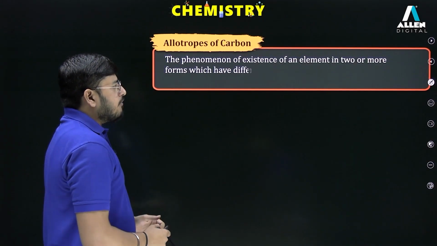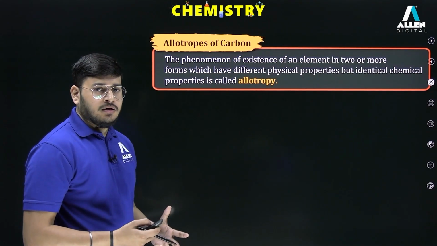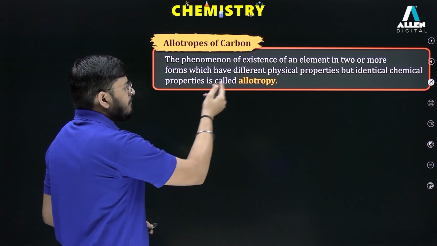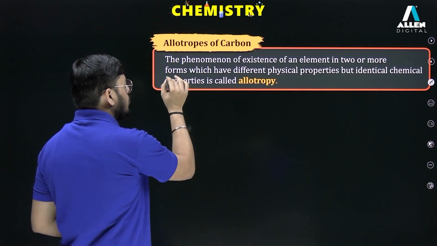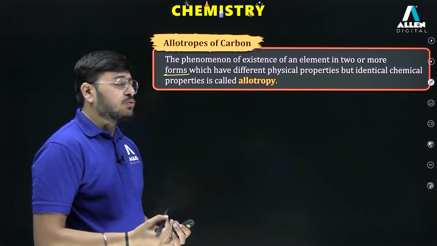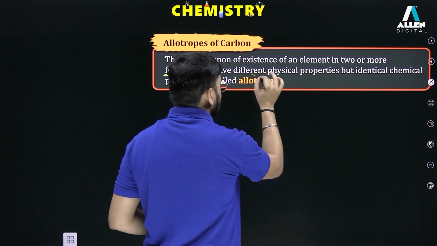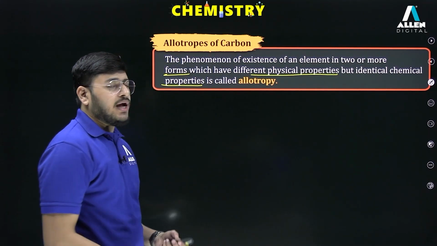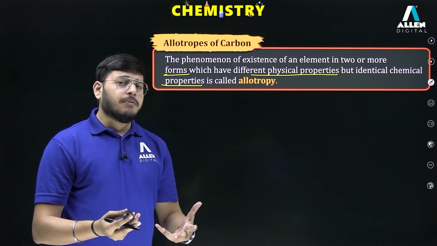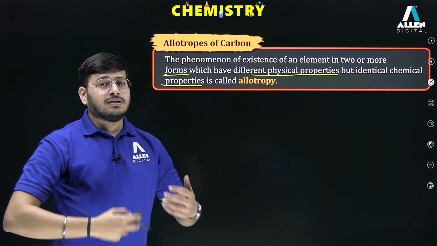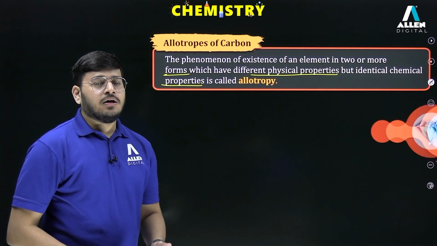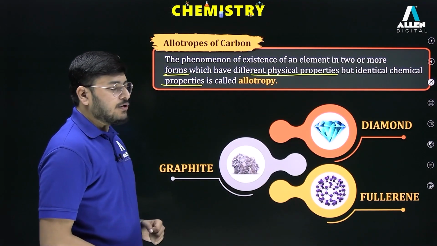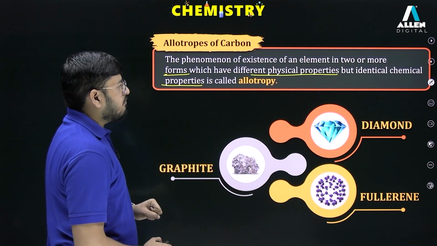Now, the allotropes of carbon we have over here. Allotropy is basically a phenomenon, the phenomenon of existence of an element in 2 or more forms. These forms have different physical properties but identical chemical properties. That means the element is the same, but the physical properties are different, so that makes it a different substance. We have the allotropes of carbon like diamond, graphite and fullerene. 3 allotropes of carbon we have over here.